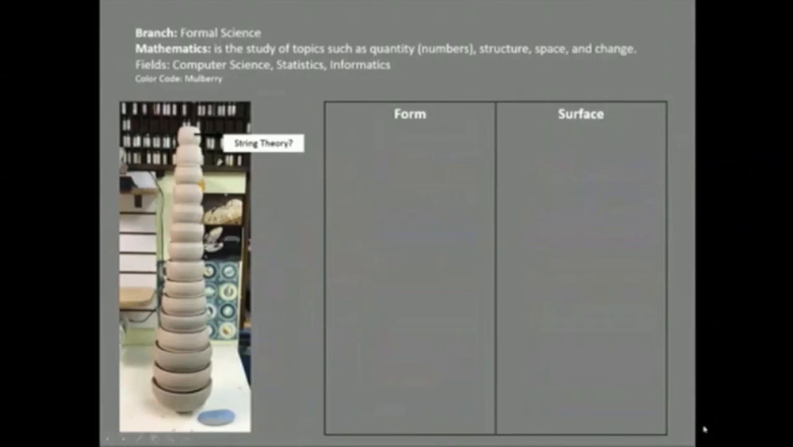And then the last one, logic: the systematic study of the principles of valid inference and correct reasoning. Philosophy, semantics, ethics, metaphysics. This one's harder to grasp.